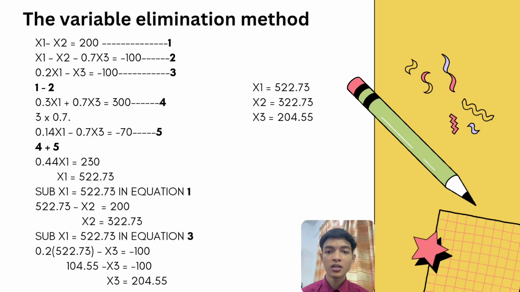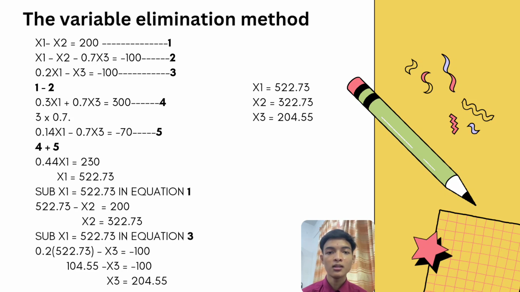The last method is the elimination method. As we can see, there are three equations given. So we label them as equation 1, equation 2, and equation 3. First, we need to eliminate one variable, so we need to choose two equations to eliminate that variable. I choose equation 1 and equation 2 to eliminate x2. We need to subtract equation 2 from equation 1. So we get 0.3 x1 plus 0.7 x3 equal to 300. Then we label it as equation 4.